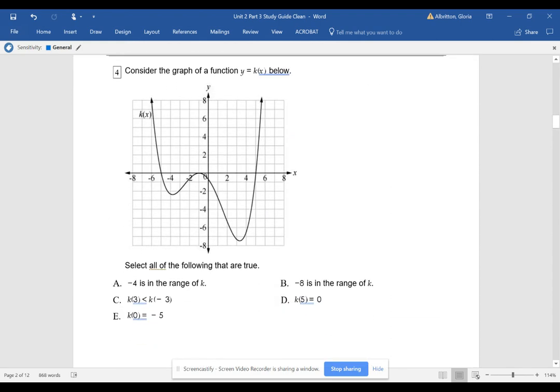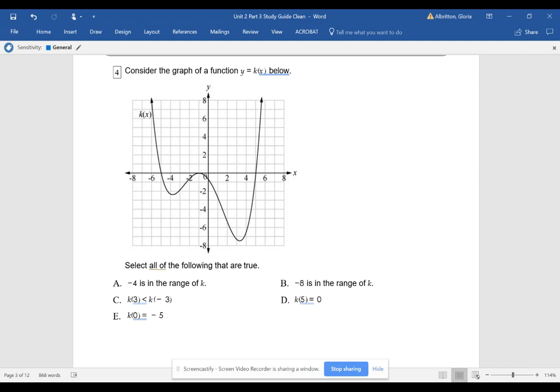Number 4. Consider the graph of a function where y is equal to k of x below. All right. Now this one may be a little new, or it seems new. We've been working with functions. We'll be doing a lot more with functions in the future also. So we're going to select all of the following that are true. Let's check A. A states -4 is in the range of k.